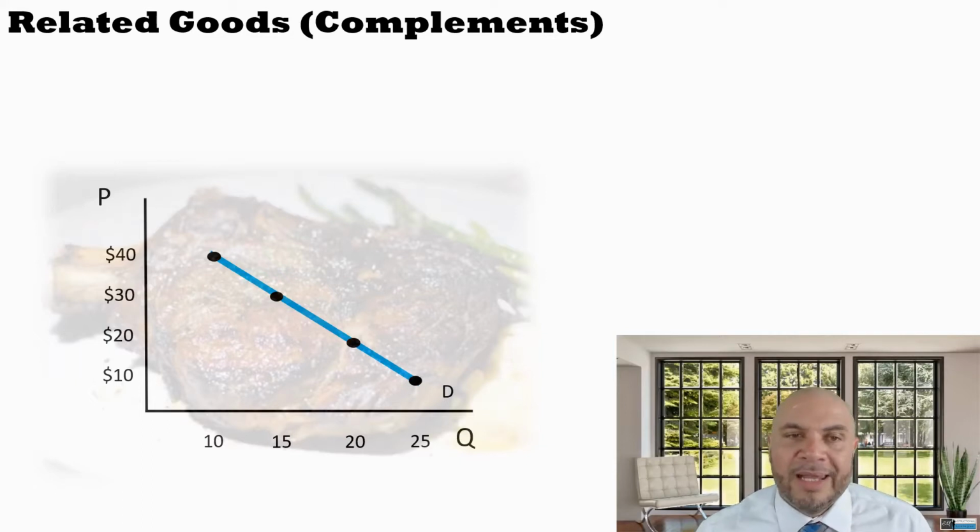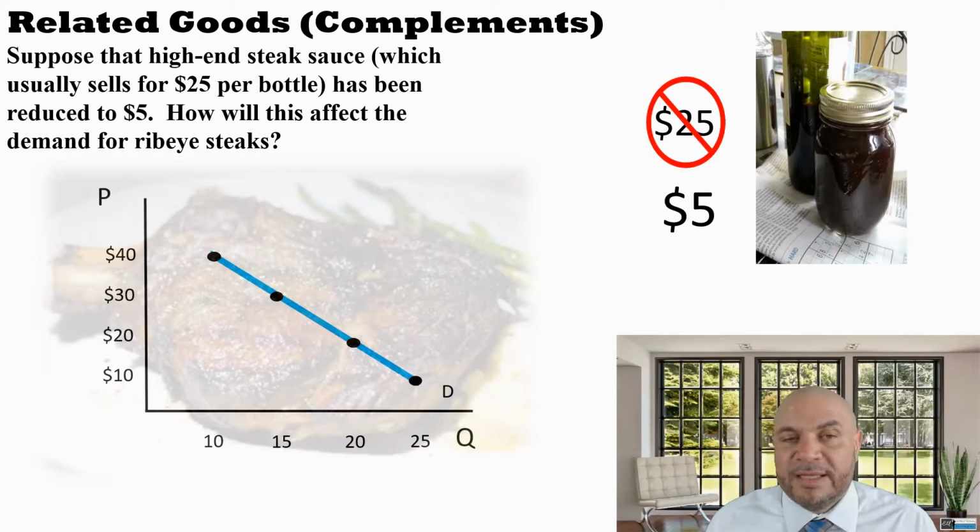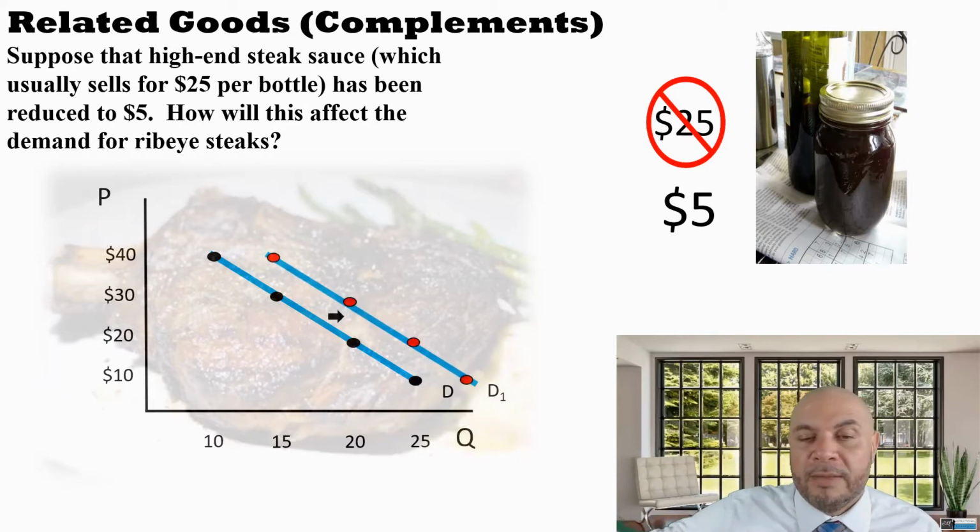All right, so let's go ahead and look at this scenario here. Suppose that high-end steak sauce, which usually sells for $25 per bottle, has been reduced to $5. How will this affect the demand for ribeye steaks? So if it usually sells for $25 and it's on sale today for $5, more people are going to buy this steak sauce because they're getting a great deal, which means if more people are buying the steak sauce, more people are presumably going to buy steaks. So therefore, ribeye steaks, how will this affect the demand? The demand curve will shift to the right, and the demand will increase.